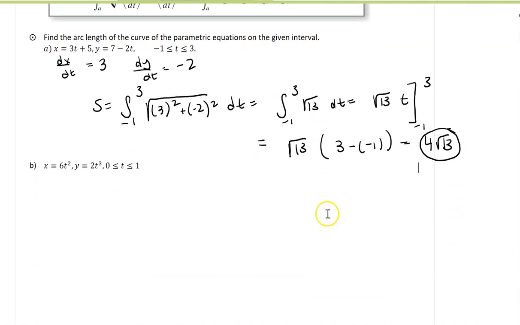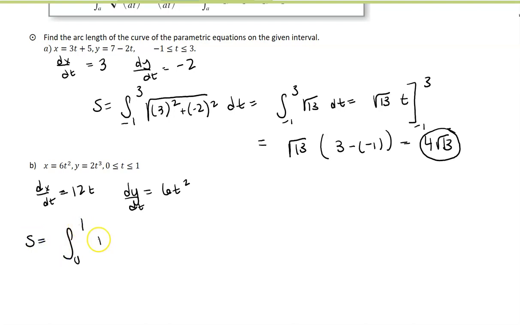Now for this example, I've got x equals 6t squared, so dx over dt is 12t. y equals 2t cubed, so dy over dt is going to be 6t squared. And that goes from t equals 0 to 1. So s will be the integral from 0 to 1 of the square root of 12t squared plus 6t squared squared with respect to t. And you can see that this is going to be a much more interesting integral.